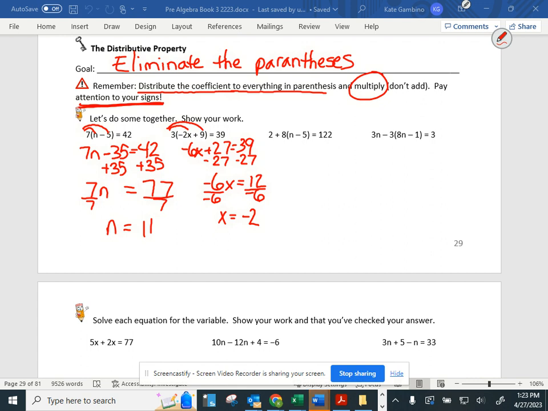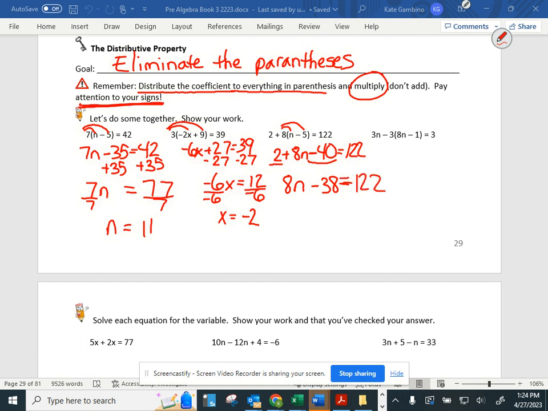And now we have parentheses first. So we know it's going to be a 2 plus. That just comes straight down. 8 times n is 8n. 8 times negative 5 is a negative 40. That equals 122. Now I have to combine my like terms. 2 combined with a negative 40 gives me a negative 38. And then I have my 8n minus 38 equals 122.